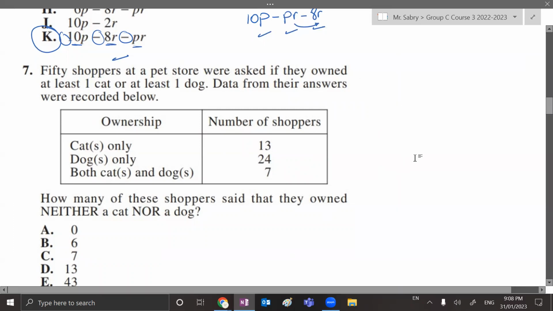Good. So let's add them up together and check how many people we are talking about here. The cats along with the dogs, along with the cat and dogs, the three of them together, that's 44. And they said at the very beginning that these were 50 shoppers. So the remaining people, they don't own a cat or a dog. They own a pet, maybe, or any other pet, I mean. So it's 50 minus 44. So 6 is the number of people who own neither a cat nor a dog. Are we good?